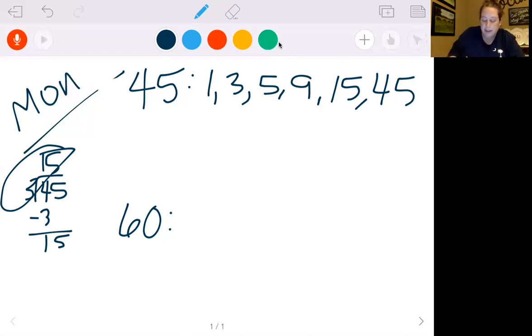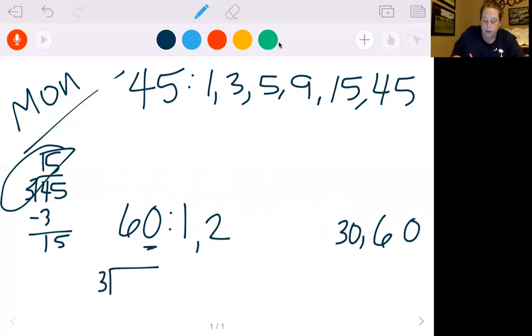Then we can go to 60. I know I'm going to have 1 times 60. It ends in an even number, so I'm going to have 2 times 30. Then we could do 3 into 60. 3 goes in 20 times. So 3 times 20.